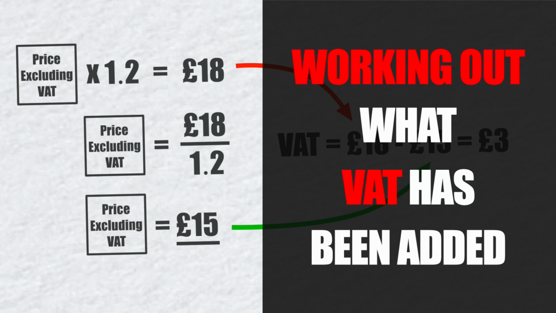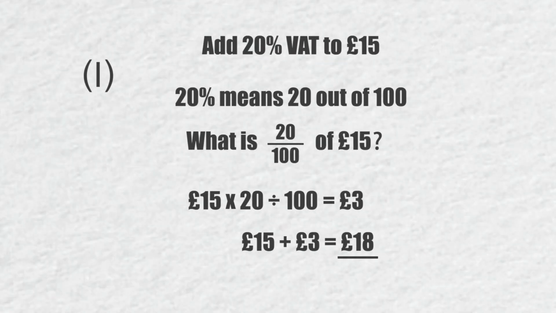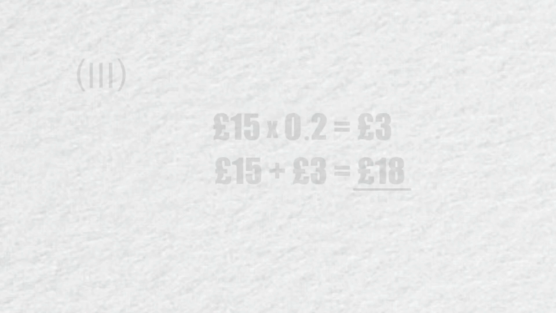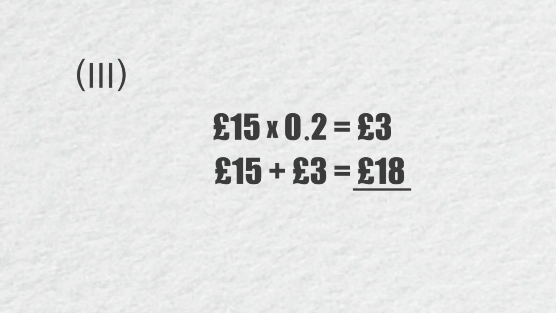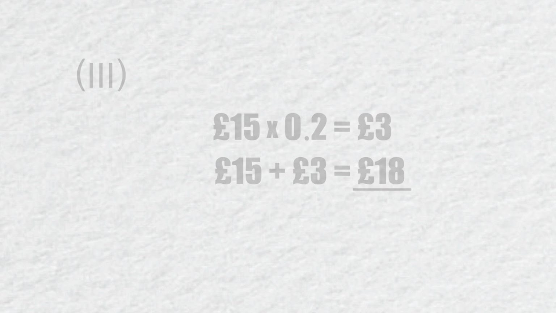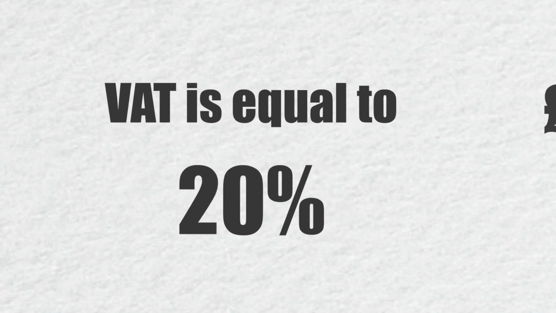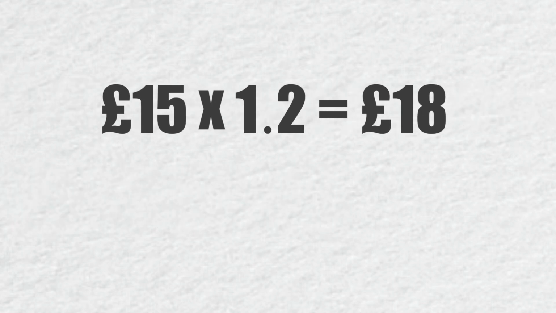In a previous video, I looked at different ways of calculating value added tax, or VAT for short, for different amounts, and then added the VAT onto the original amount to find the amount including VAT. Remember that VAT is equal to 20%. I finished by looking at calculating VAT in a one-stage approach, as shown here.